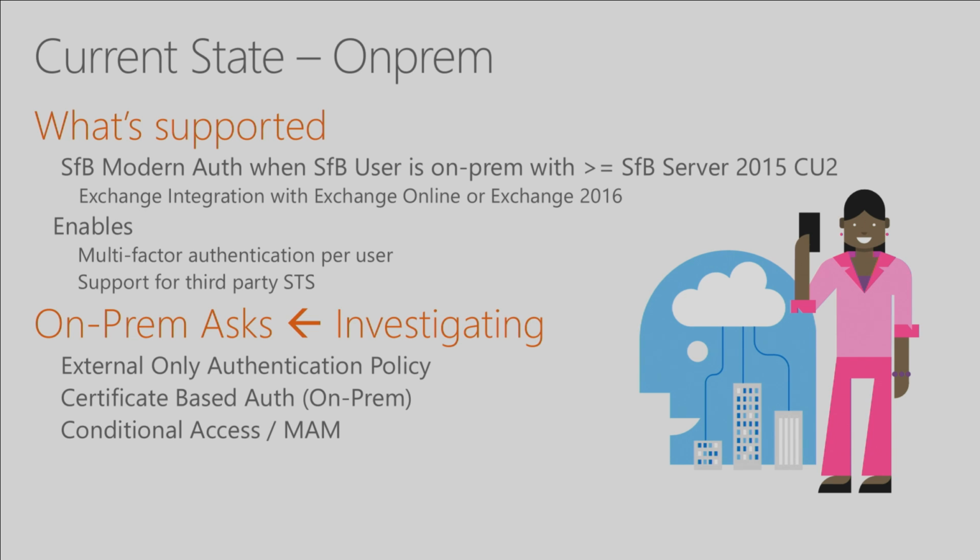So as you can see, on-prem asks, they're very clear today. We're looking at them with our identity management team. We're working very closely with them. We're looking at enabling certificate-based authentication for on-prem and hybrid customers. I do not have any dates to share, but we're actively looking at that and making sure we get there for our on-prem customers as well. Conditional access and MAM policies as well are available only for online users today, for Office 365 users, but we are looking at bringing that over to the on-prem world as well.